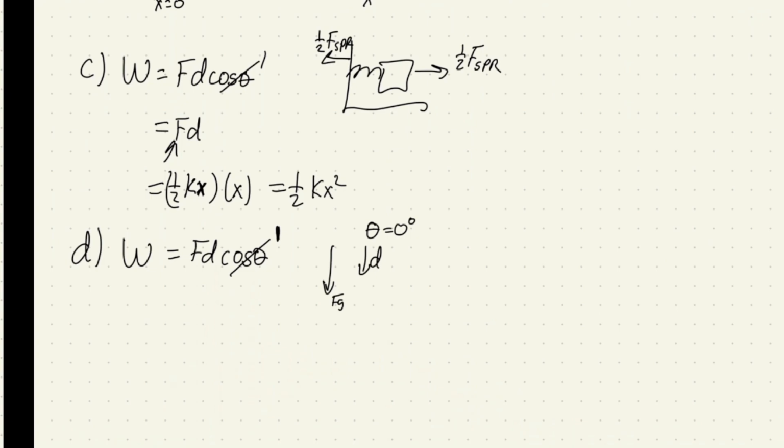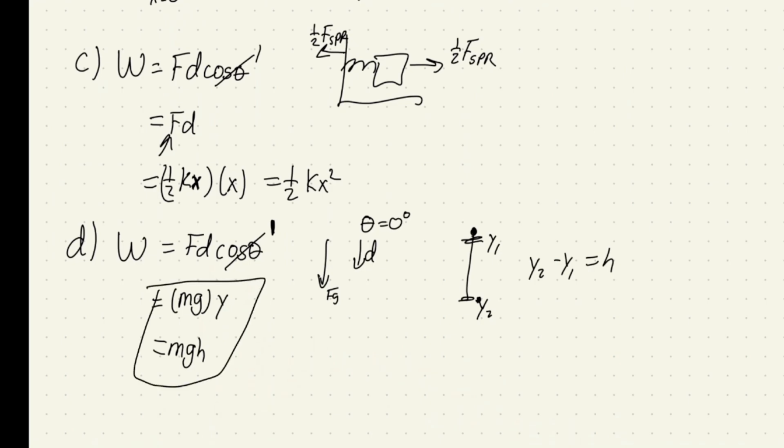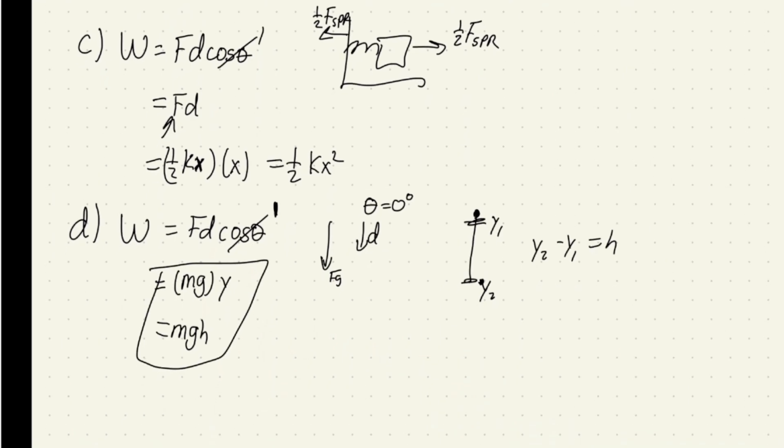And then for force, we'll have our force of gravity, mg. And for distance, we'll have y, right? We start off at some maximum y value, we fall down to some other y value, call this y2, y1, and maybe we could even call this change y2 minus y1, we could call this h. And so what I get is mgh, or mgy, and that is the equation for the potential energy due to gravity.